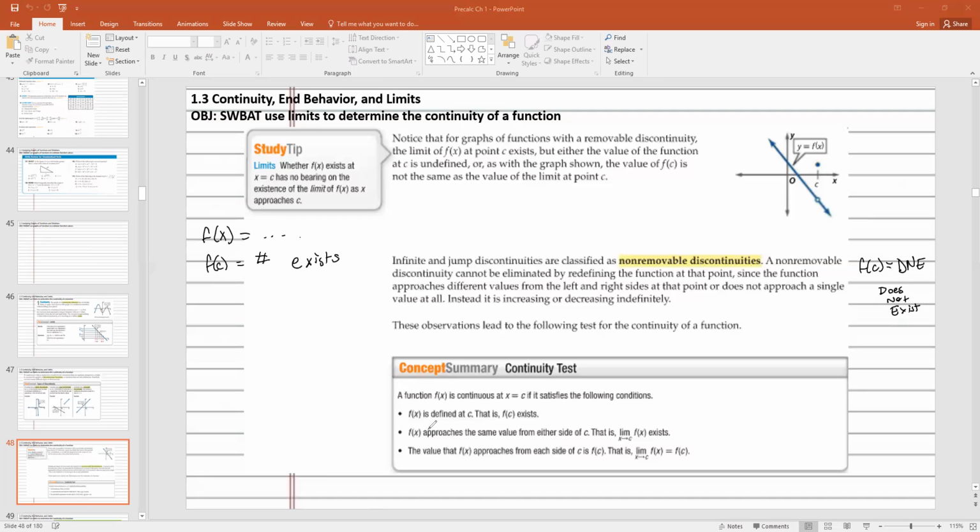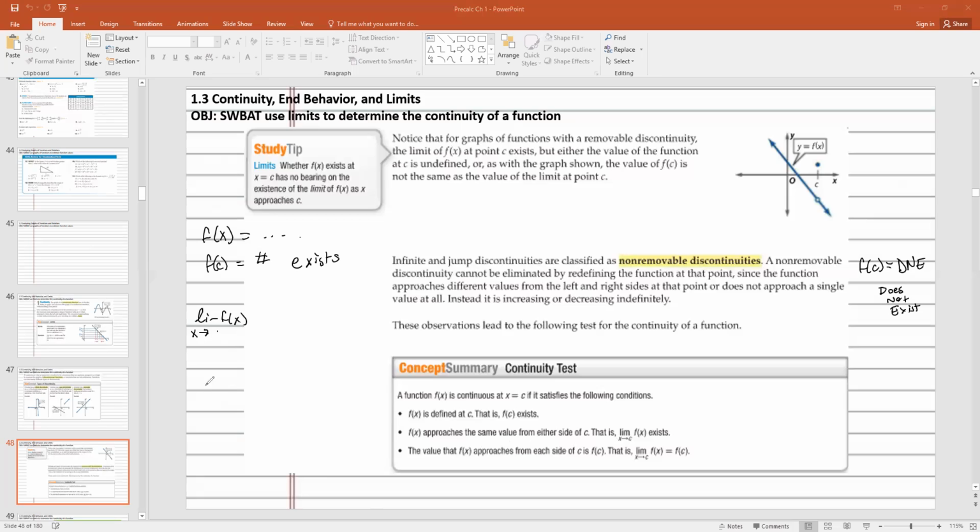All right. And f of x approaches the same values from either side of c. So you have to check two things. You have to check the limit of f of x as x approaches c on the left side, and the limit of f of x as x approaches c on the right side. And you'll see how we do that. The value that f of x approaches from each side of c is f of c.